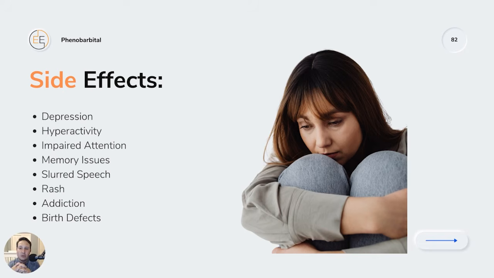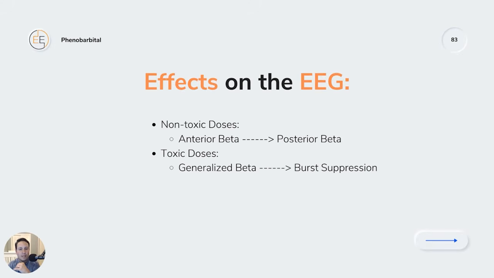So side effects of phenobarb include depression, hyperactivity, and impaired attention, especially in children. Memory issues, speech impairment, rash, addiction, and birth defects are all part of phenobarb's side effects. So at non-toxic doses, interestingly enough, you see an appearance of beta in the anterior region that transitions to the posterior region. And in toxic doses, however, you have a generalized beta appearance that may progress to burst suppression if administration is even higher.